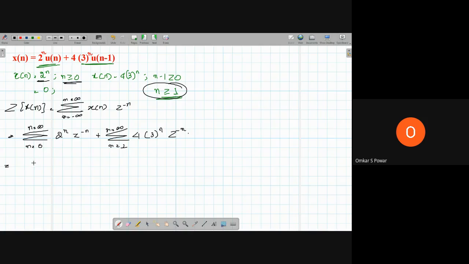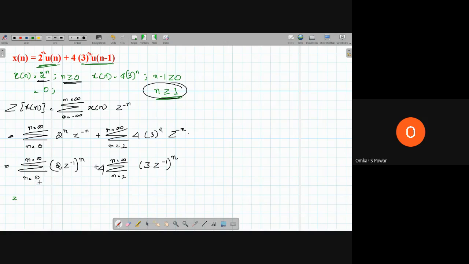So we can simplify this one further as summation n varies from 0 to infinity of 2 z to the power of minus 1 whole to the power of n, plus summation n varies from 1 to infinity. So this 4 I'll bring outside, 3 z to the power of minus 1 whole to the power of n. So now we will simplify this one using this formula.